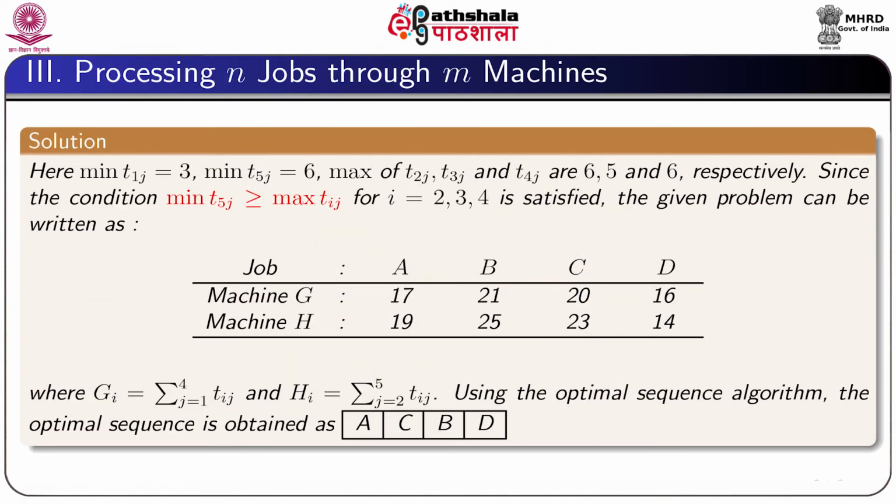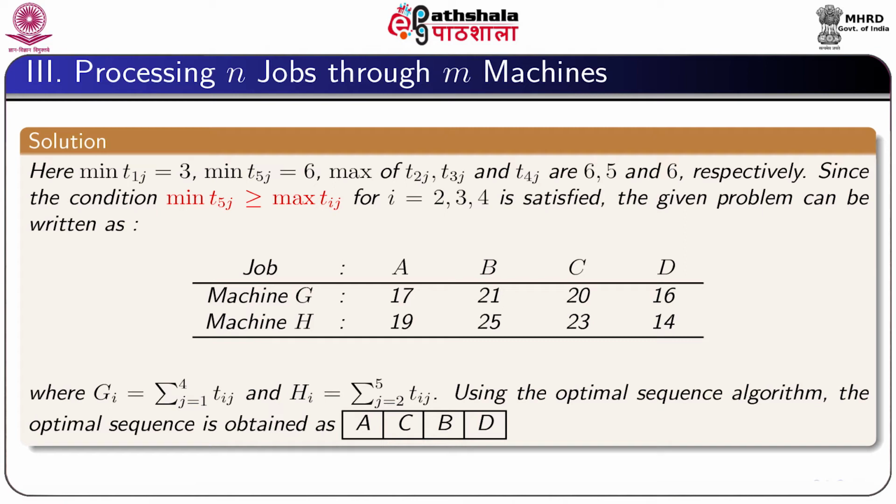Here we see that minimum of T1j equal to 3 and minimum of T5j equal to 6, maximum of T2j, T3j, T4j are 6, 5 and 6 respectively. And the condition minimum of T1j greater than or equal to maximum of Tij is not satisfied here, but the condition minimum of T5j greater than or equal to maximum Tij for i equal to 2, 3, 4 is satisfied here. Therefore, we can apply the algorithm to find the solution of the problem.